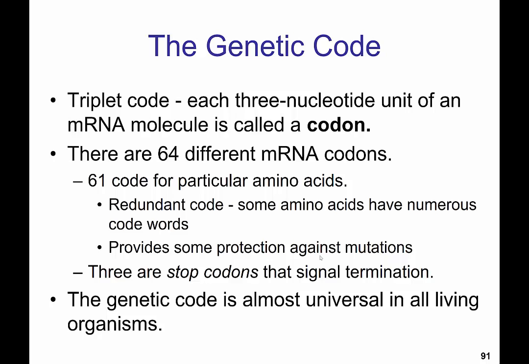And if we're recalling also from chapter 2, amino acids are those monomers that make up protein polymers. And we also recall that proteins have a lot of different forms and functions. Within this, there's a redundant code. Some amino acids have numerous code words, which provides for some protection against mutation if you have several different ways to get the same protein. The other 3 of those codons are stop codons that signal termination. This genetic code is almost universal in all living organisms, which makes sense since we're all basically made up of the same stuff.